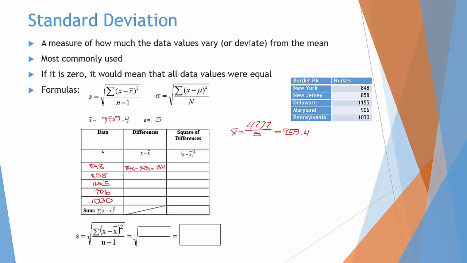And then I'm going to repeat that. So I'll do 858, subtract the mean, and from that I get negative 101.4. And I repeat. So 1155 minus the mean, and I get 195.6. 906 minus the mean, I get negative 53.4. And 1030 minus the mean, I get positive 70.6.